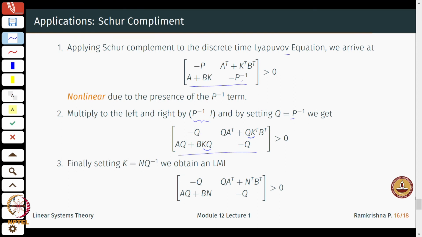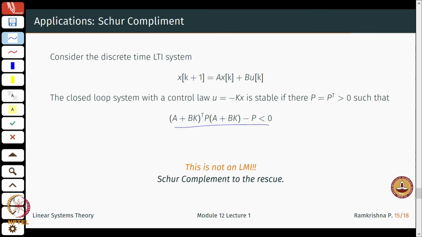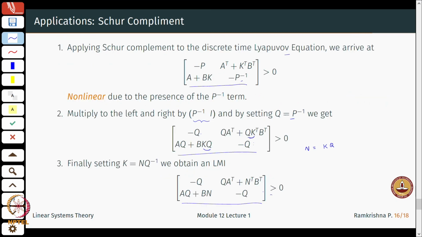But I can do another trick. I can call N equal to K times Q, and then rewrite all these terms like this. Now, this can be easily verified to be an LMI. So, by making use of the Schur complement, I could convert the discrete time stabilization problem with unknowns K and P to a nice looking LMI. Again, just solving for Q and N, I can also find out what K is in this case.